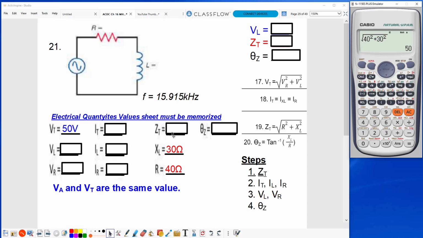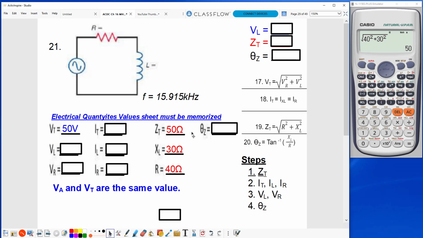It equals, so my total opposition to current flow in this circuit, called impedance, is 50 ohms, and ZT stands for impedance. XL stands for not resistance but reactance, and of course R stands for resistance. So we were only dealing with resistance before, now we're dealing with resistance, reactance, and impedance.